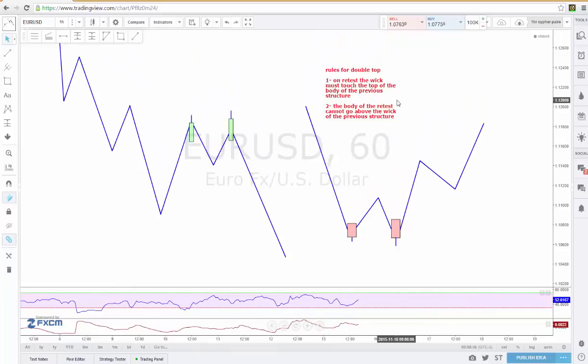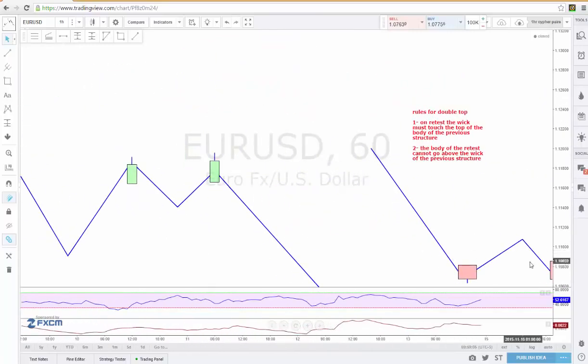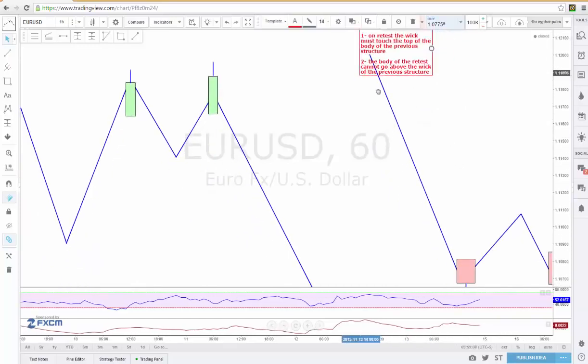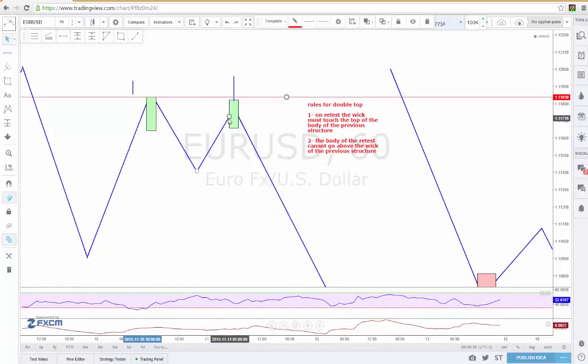Rule number 1 for my double tops is on the retest. This would be the retest, the second move of the double top. Let me zoom in here so you can see a little better. On the retest, second move, the wick must touch the top of the body of the previous candle. So this would be the top of the body. Move the wick out of the way. The top of the body is right here. So this wick must at least touch the top of this body. Just to give you an example of what that might look like, there's the wick coming in, and it definitely gets above the top of the body of the candle.